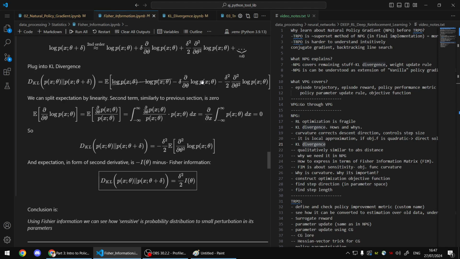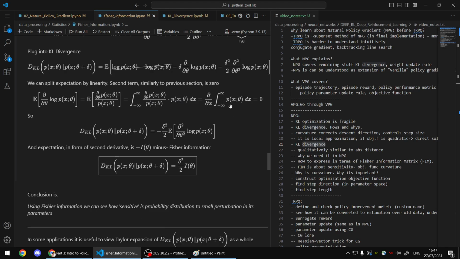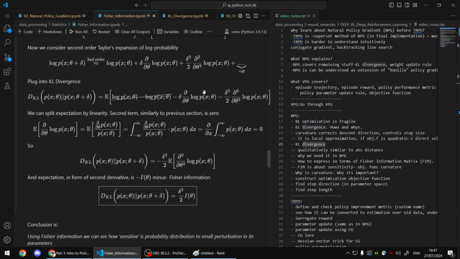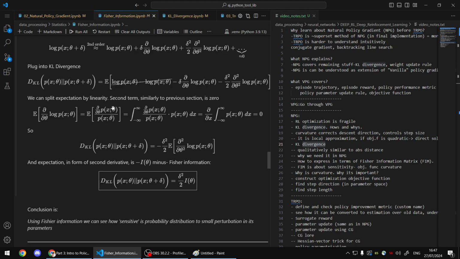So what I show you here is that the second term, the derivative of log, we know how to rewrite it in a different form. Basically this term becomes 0 because we can pull the derivative out of this integral, and we just integrate the probability which is 1, and the derivative of 1 is 0. So we're left with a term which is minus the second derivative times this nudge squared.